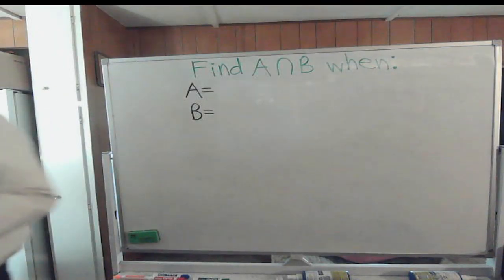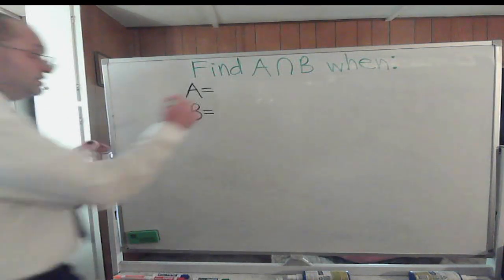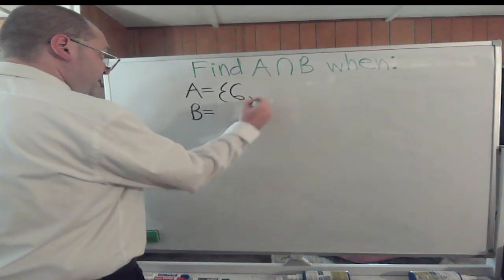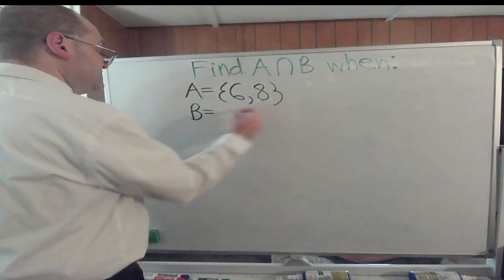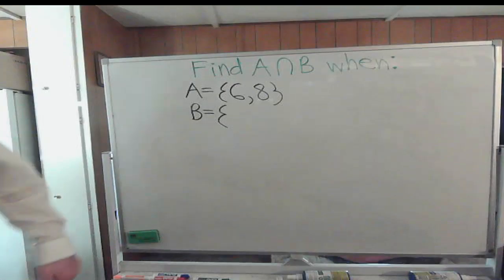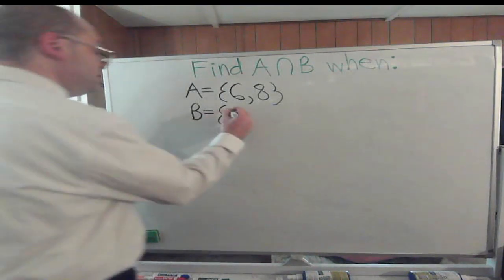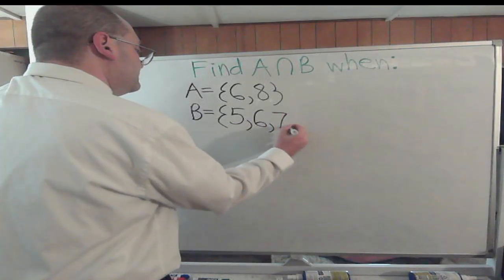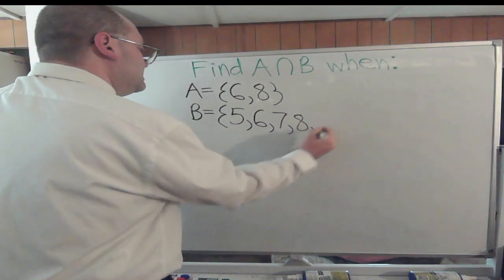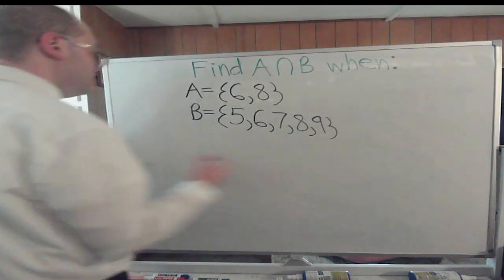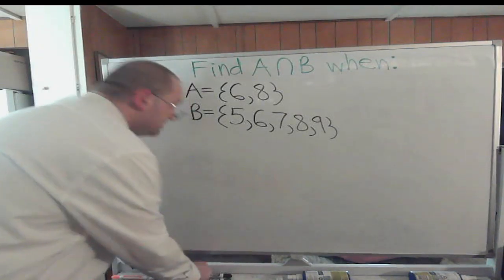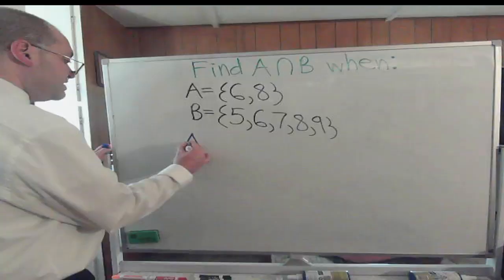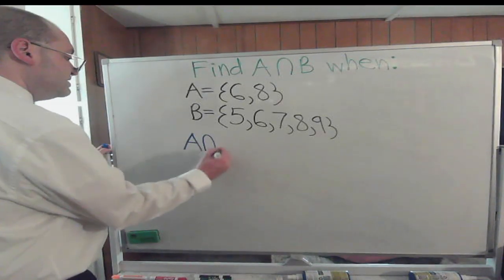All right, 3 more. Let's see. Set A just has the members 6 and 8. Set B has the members 5, 6, 7, 8, and 9. All right. So once again, we want to find the intersection of set A with set B.